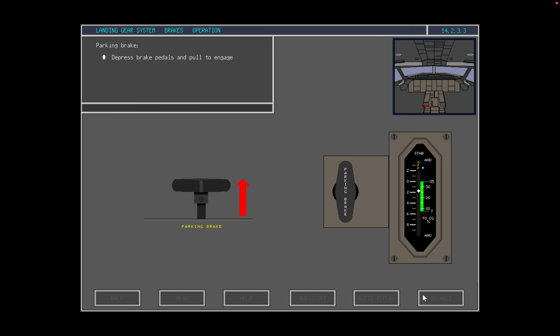The parking brake is set by depressing the brake pedals, pulling the parking brake handle, and then releasing the pressure on the brake pedals. The handle will remain in the up position. To release the parking brake, the brake pedals are pressed, and the handle will then return to the down position.